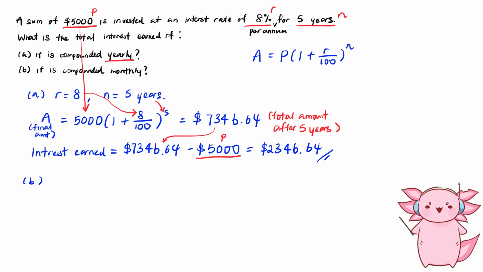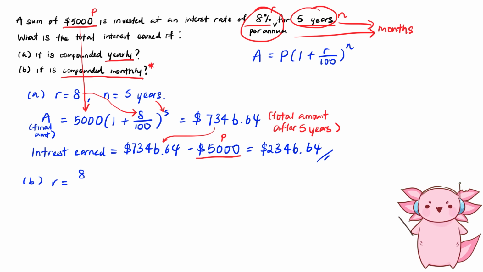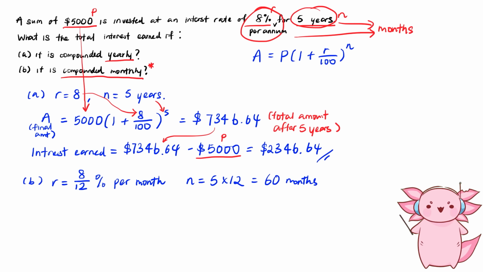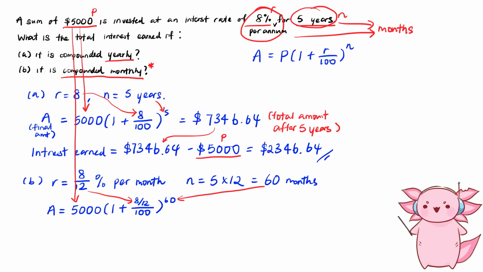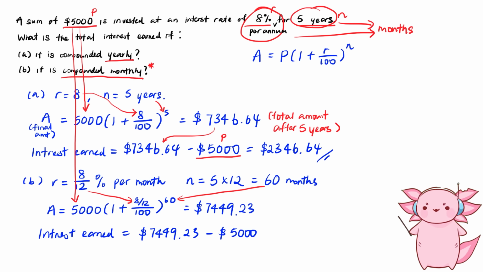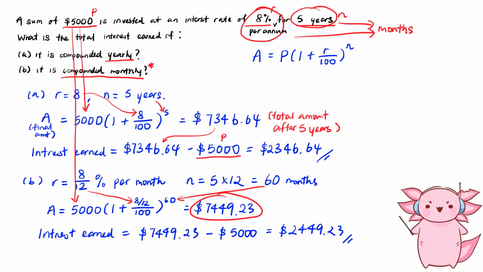Now part B is quite tricky because it's compounded monthly now, but everything in the question is given in years. So the trick is to convert everything to months, so we divide the rate by 12, so it's 8 over 12% per month, and now 5 years becomes 60 months. So let's substitute all these values in and we can get the final amount of $7,449.23. And you notice that it's a bit more than what we get in part A.